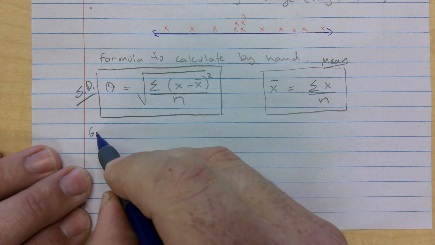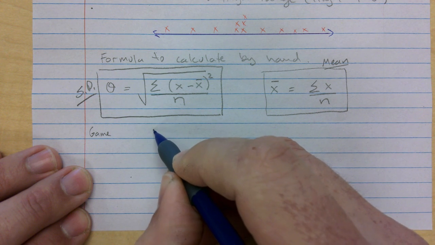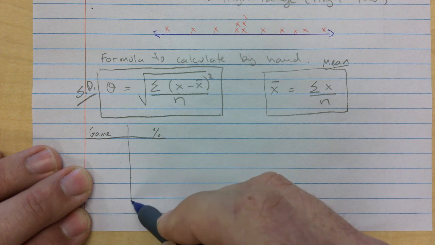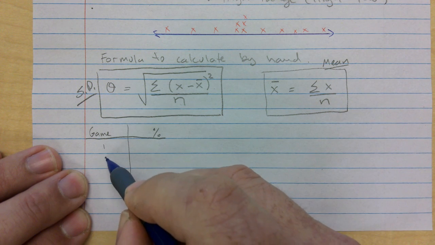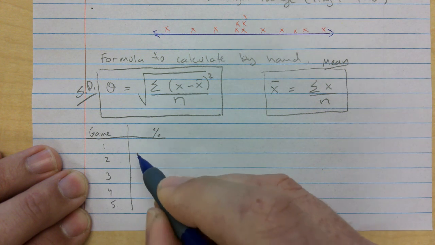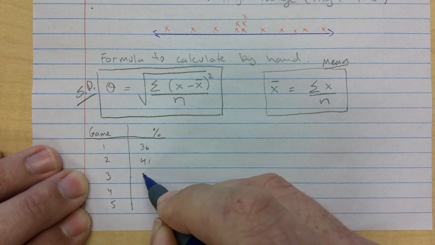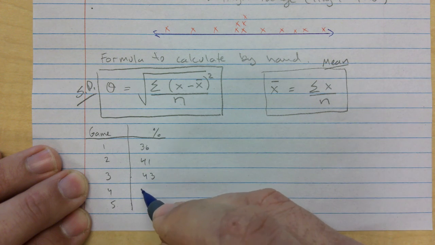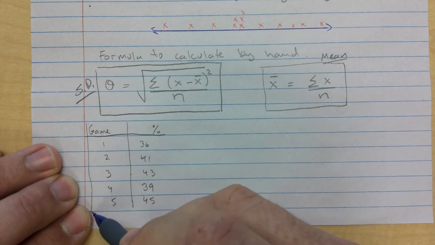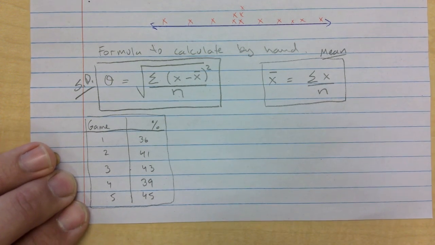Okay, so let's say you have games and percentage. So let's say you're given a table like this, and it's game 1, 2, 3, 4, 5, and you scored 36, 41, 43, 39, and 45. Don't ask me what game. I just made this up, right?